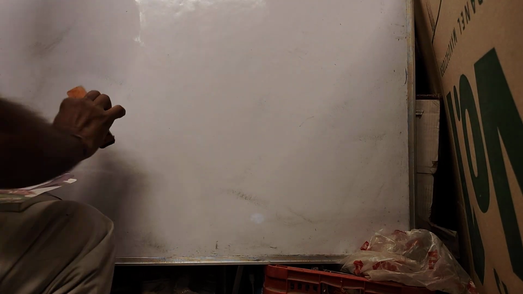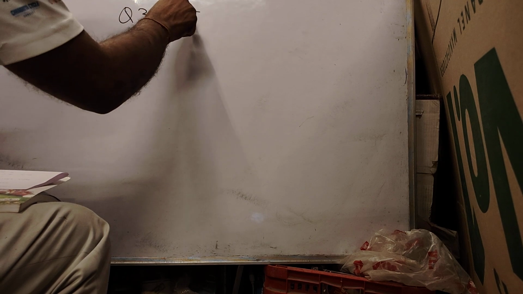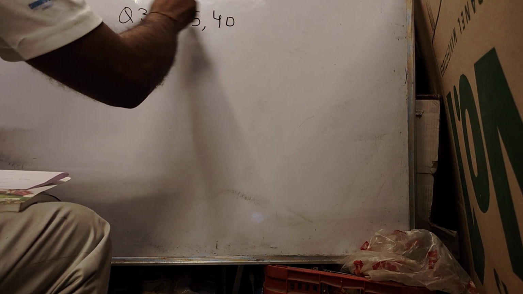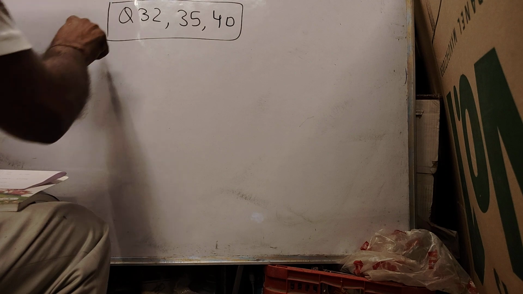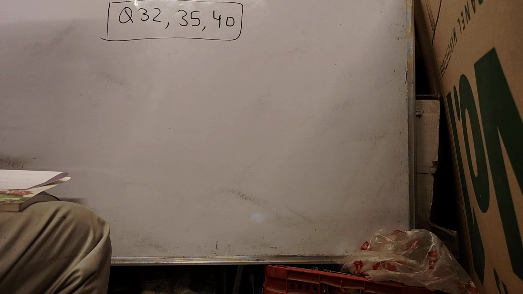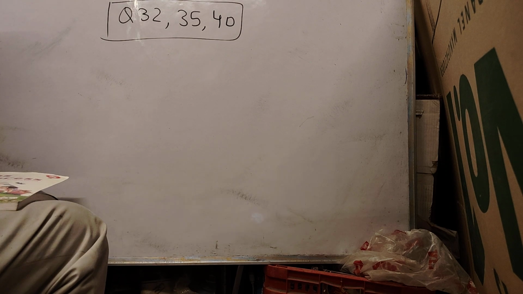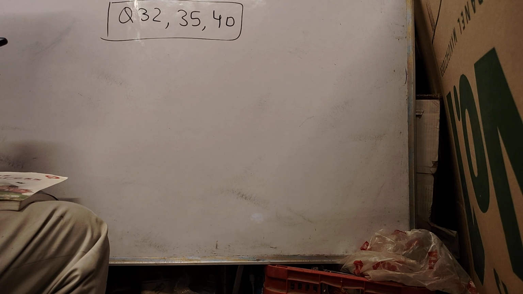Now come to our homework. There were 3 mistakes in your homework. And what were the 3? Which 3 questions? So come to question number. There are 3 questions: question number 32, 35, and 40. These 3 questions of the first worksheet have mistakes. First we can say question number 32.